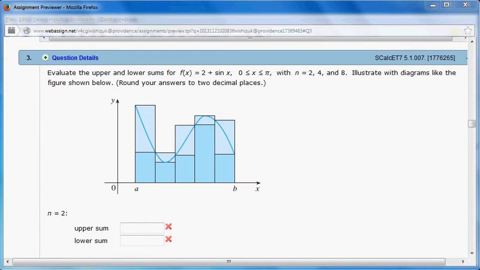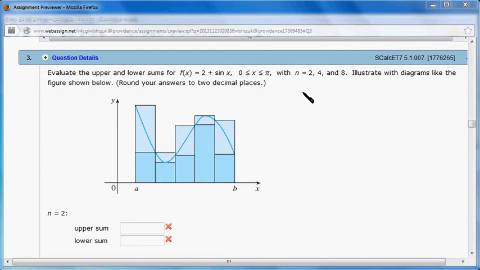All right, let's look at homework 5.1, 5.2, problem number 3. We want to find the upper and the lower sums for the function 2 plus sine of x from 0 to pi. We need to do the cases where n equals 2, n equals 4, and n equals 8.